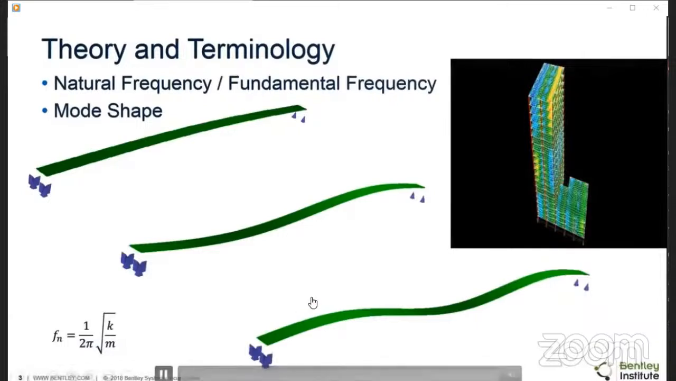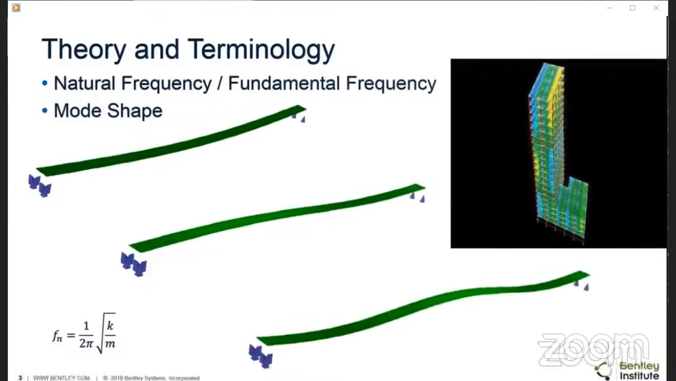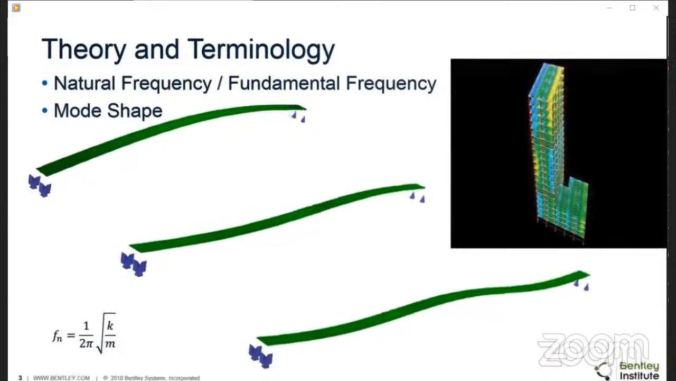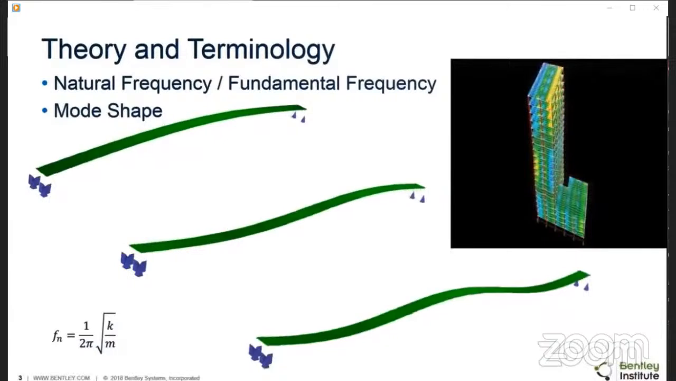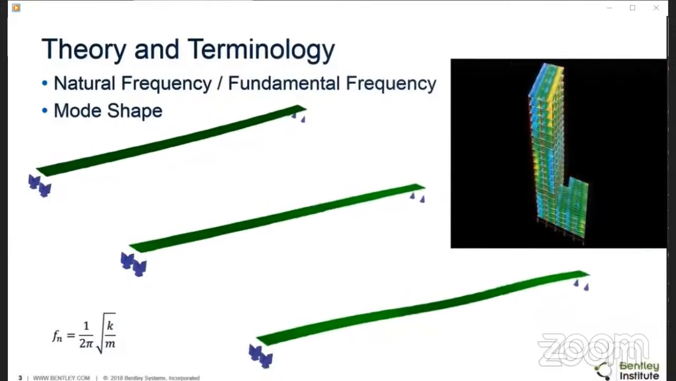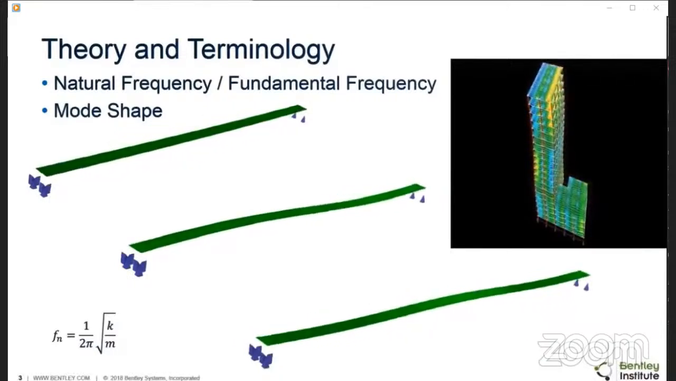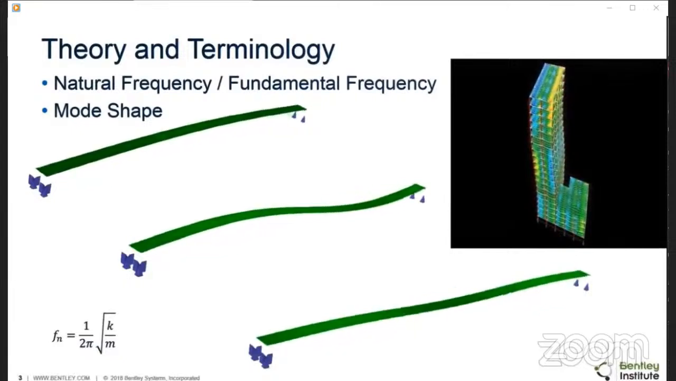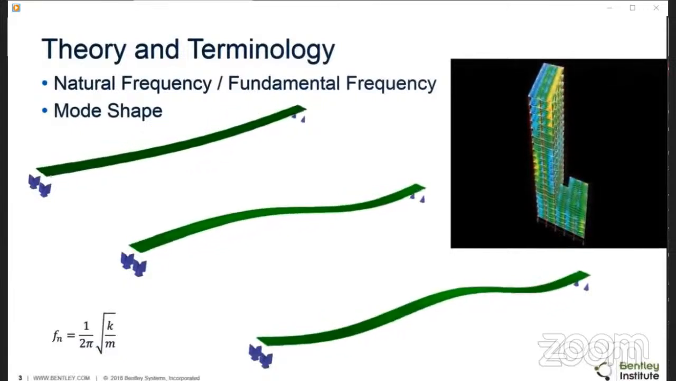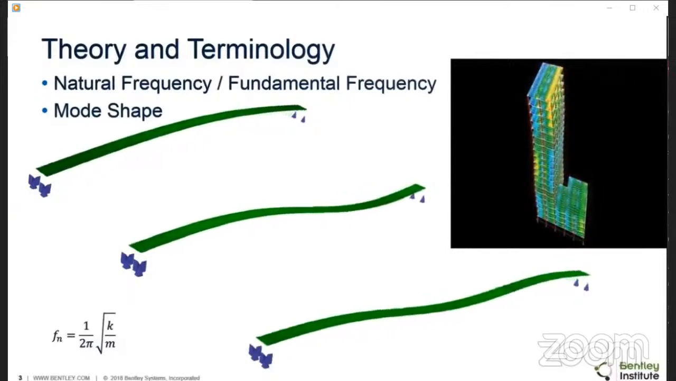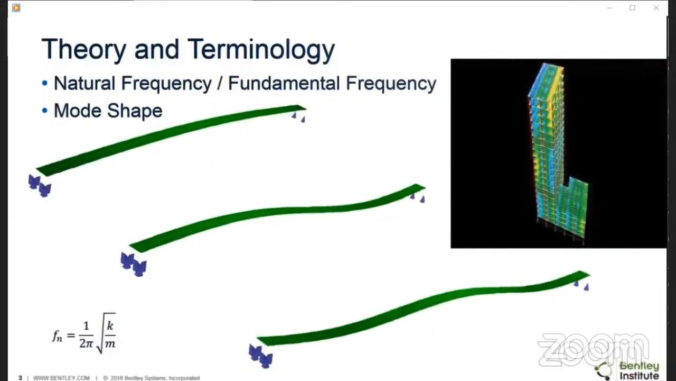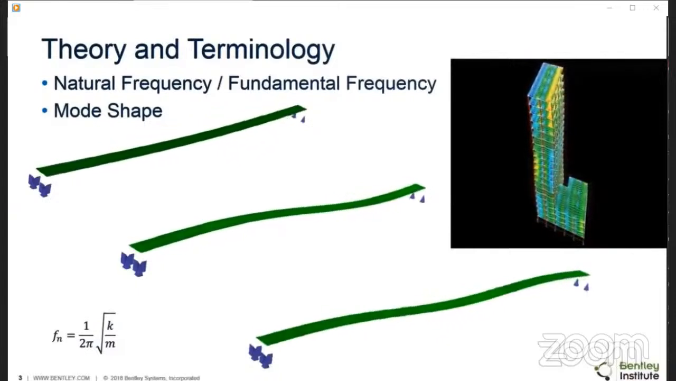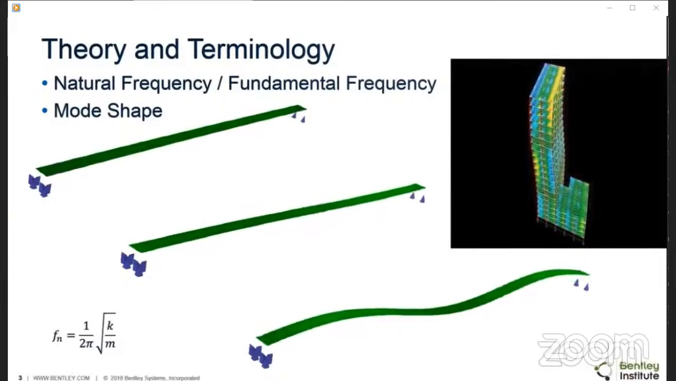So every structure has natural tendencies in the way it tends to vibrate. It's an inherent property of the structure, just like concrete strength or density. If we look in the lower left-hand corner, you'll see a formula for natural frequency. This is for a simple single degree of freedom system, but I wanted to point out the relationship between natural frequency and stiffness and mass. So you'll see that natural frequency is generally proportional to the stiffness and inversely proportional to the mass.